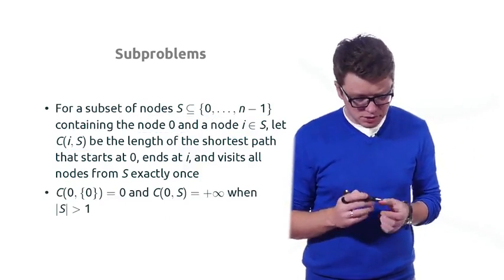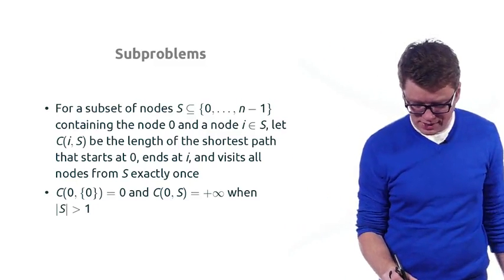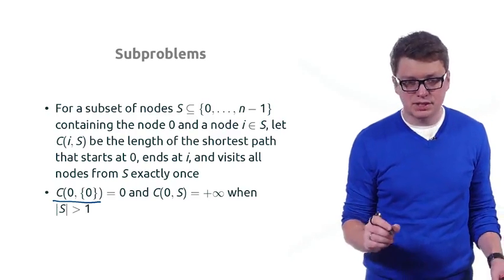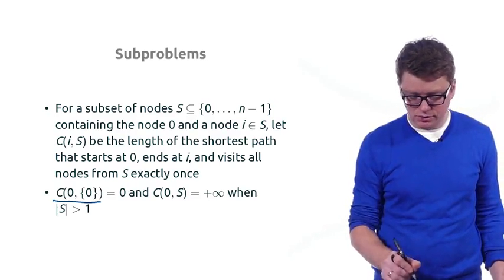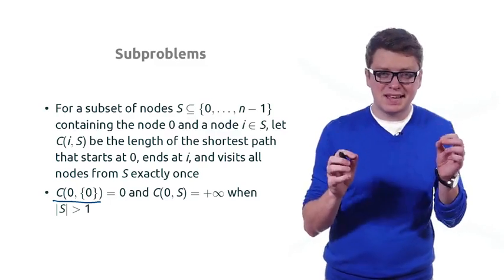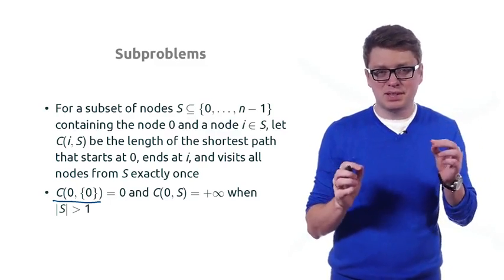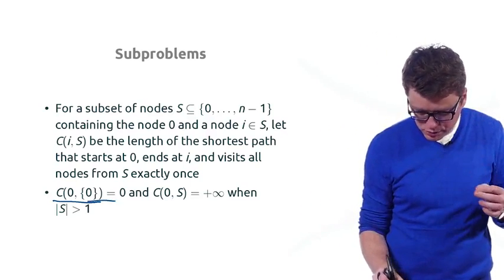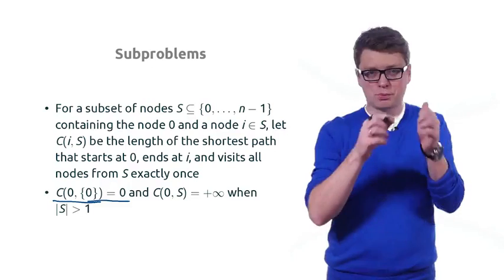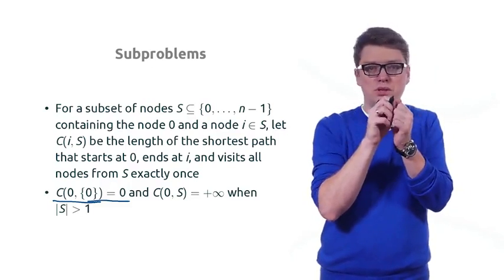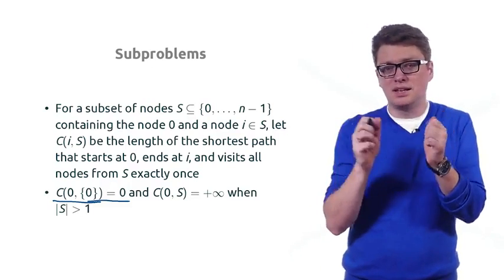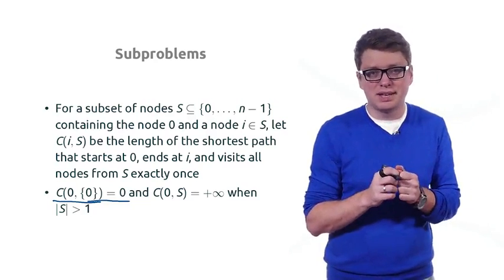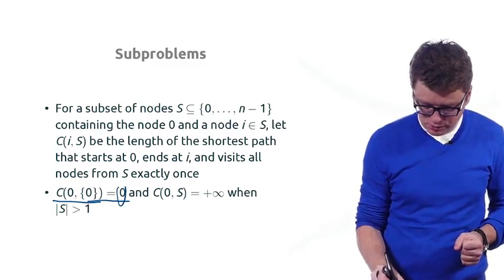Okay, so there are 2 corner cases. When i is equal to 0 and S consists of just 0, so this 0 in curly braces corresponds to the set whose single element is just the node 0. So in this case it is equal to 0. This just corresponds to the fact that if we start in the node 0 and we do not need to visit any other nodes, then we do not need to traverse any edges, and in this case it is equal to 0.